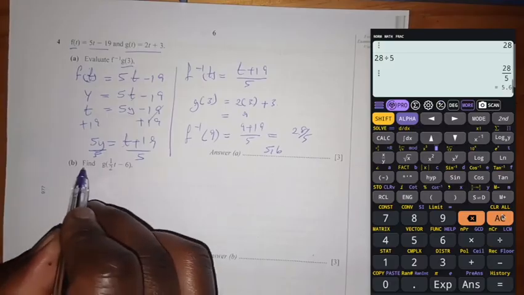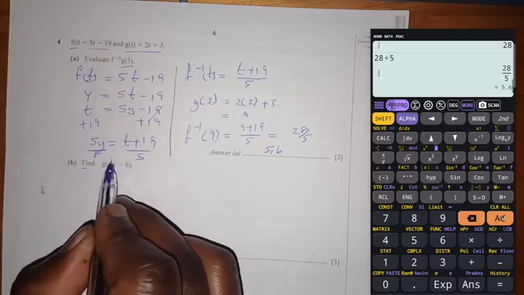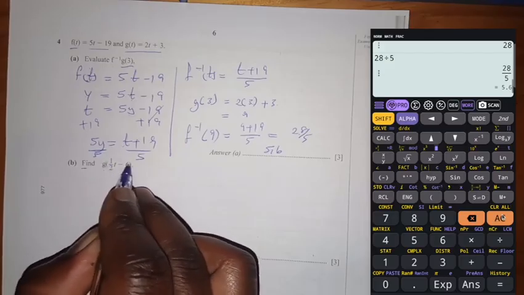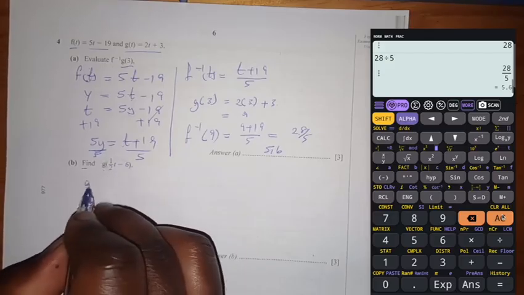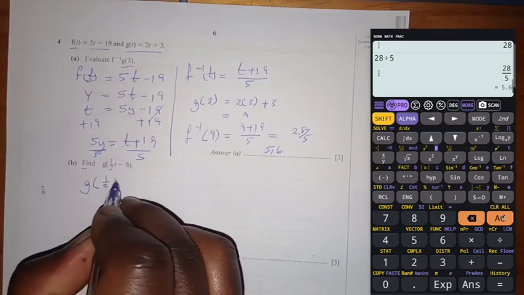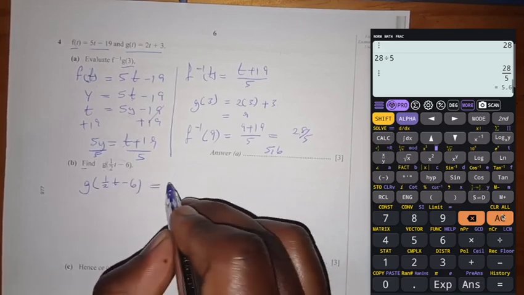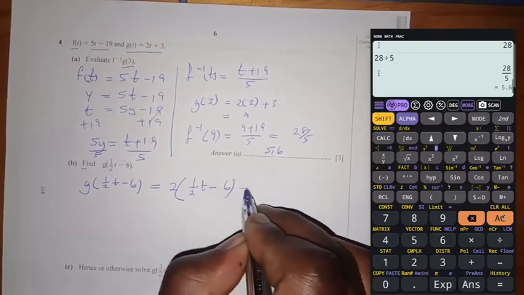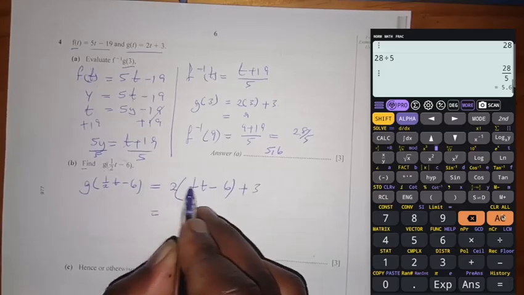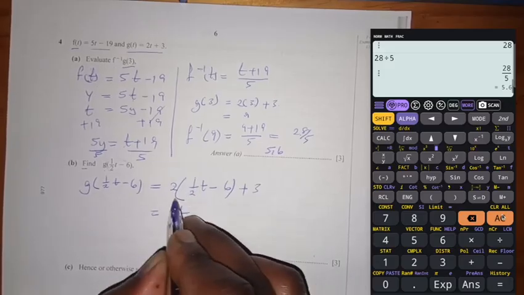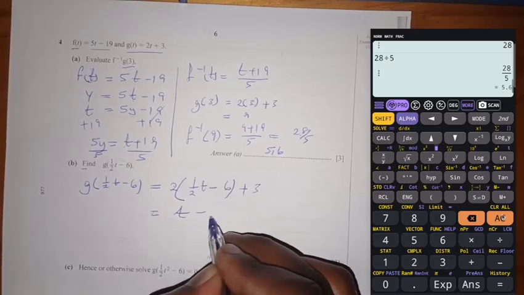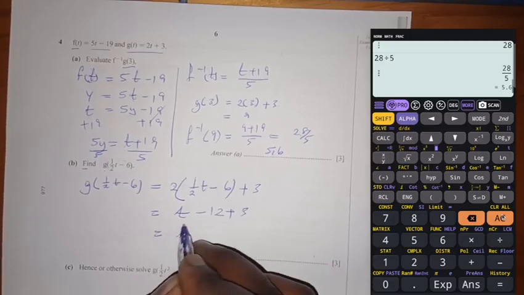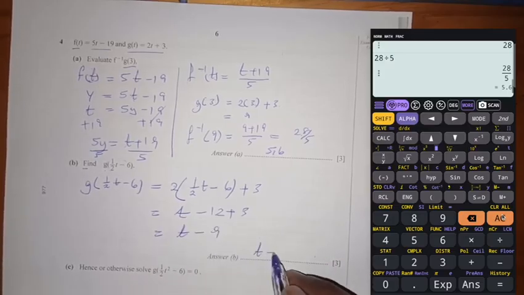Now find g of half t minus 6. Where there is x in the function of g, put half t minus 6. So g of half t minus 6 is equal to 2 multiplied by half t minus 6, plus the 3 there. Then 2 times half is 1, so I'm left with t here. 2 times 6 is a minus 12, plus 3. So this gives me t minus 9.